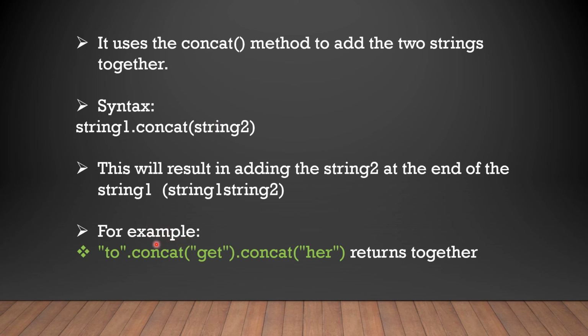Here you can understand by the example, we have to concatenate the word together. So how will we concatenate it? We first write the first part, which is to. Then .concat, and in the second part we have written another part, get. In the third part we have written the third part, that is her. So when we concatenate all of them, it becomes together. Here you can see that we had taken different strings and when we concatenated them, they are all joined together, one string after another. This is how the concat method works.